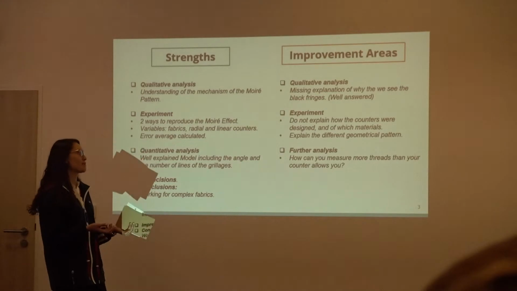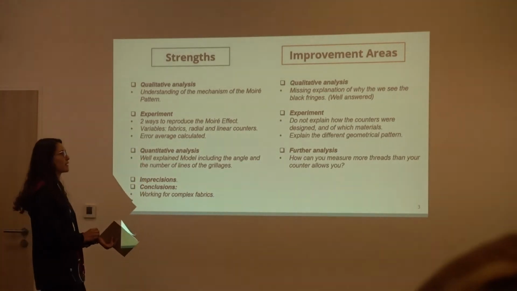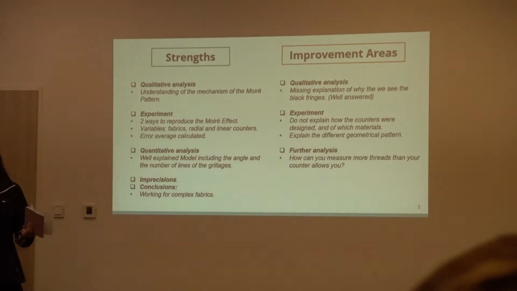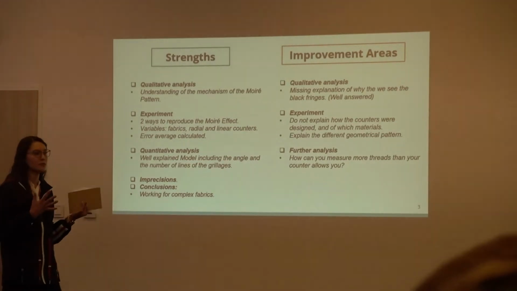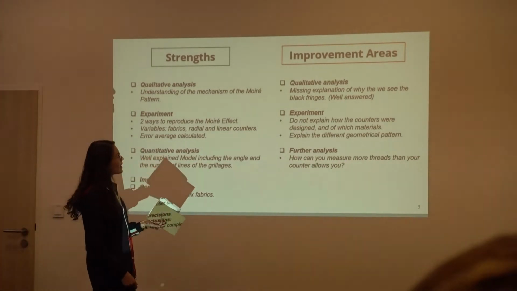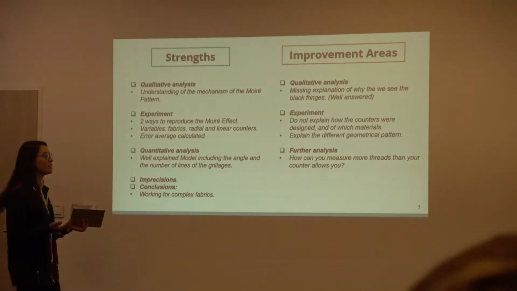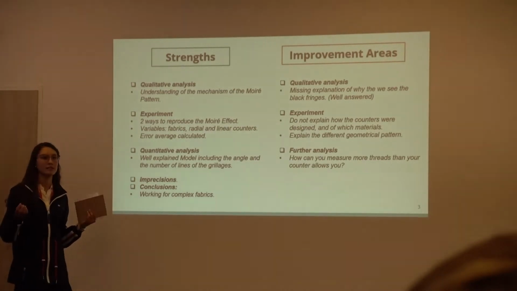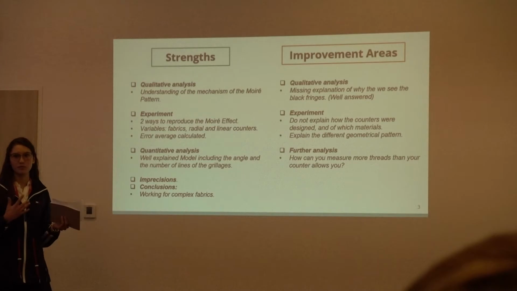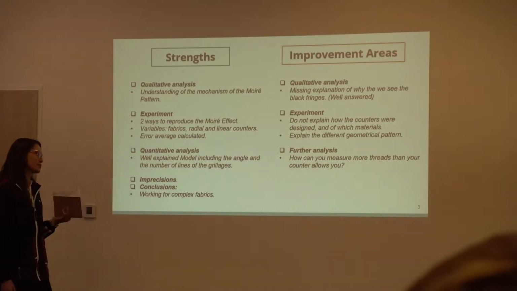They miss the explanation of why we see the black fringes, and that's what I asked about later. It could be said to be an optical illusion, but the foundation behind this optical illusion was missing. And the experiments do not explain how the counters were designed, which materials were used, or if they tried different ways. I think that is missing, and the different geometrical parts.